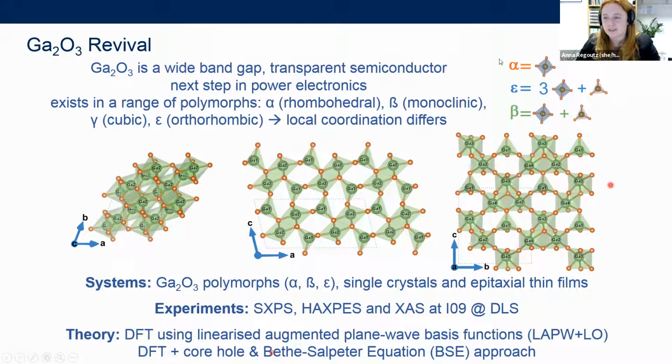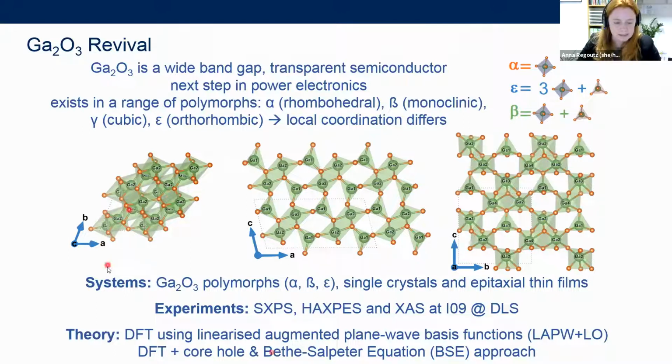And the simplistic equations that I put at the top here show you what the difference is. So alpha has gallium purely in the octahedral coordination. Beta is a 1-to-1 mix of octahedral and tetrahedral, and epsilon is somewhere in between. It's like a 3-to-1 mixture. So the only thing that's changing between them from a structural perspective is this difference in the local coordination of gallium. The stoichiometry is the same.